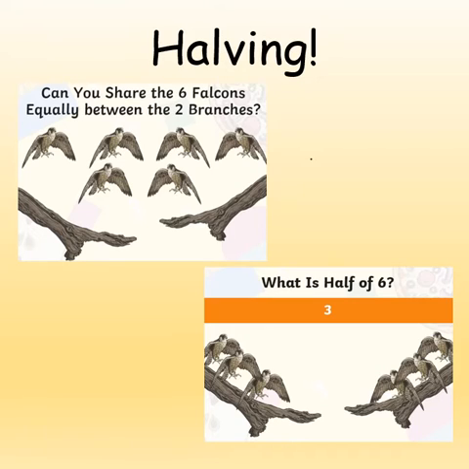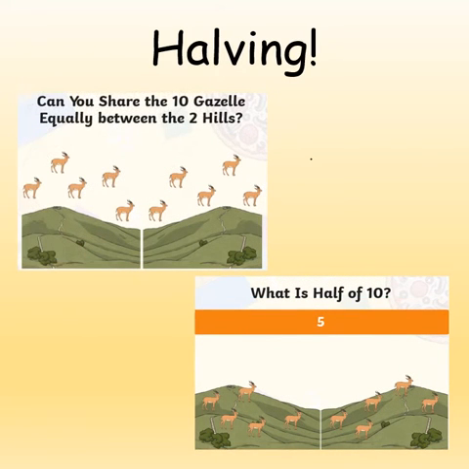Okay, this example is saying, can you share the 6 falcons equally between the 2 branches? So again, you're sharing the 6, you're dividing the 6 into 2 groups to find out half. And you can see that you would have 3 on each branch, so half of 6 is 3. This time you had to share the 10 gazelles equally between the 2 hills. And it means that we wanted to find out what half of 10 is. You can see the gazelles have been split into 2 groups, and there's 5 on each hill, so half of 10 is 5.